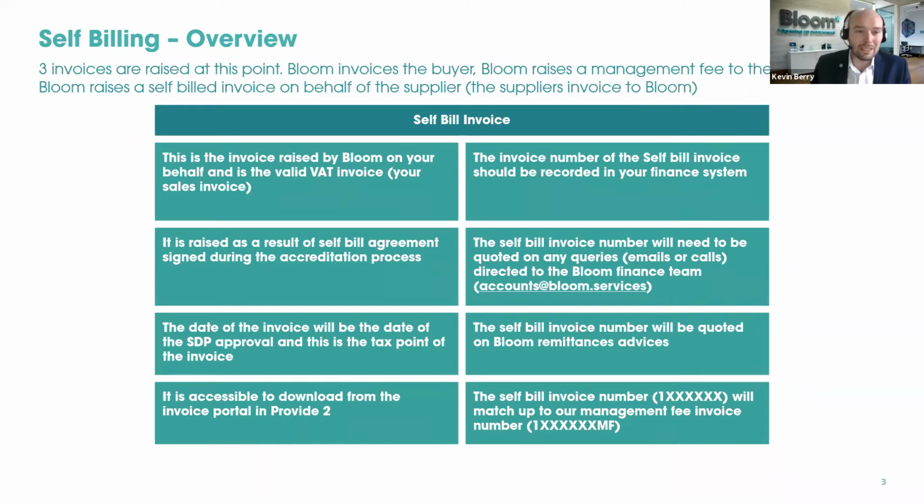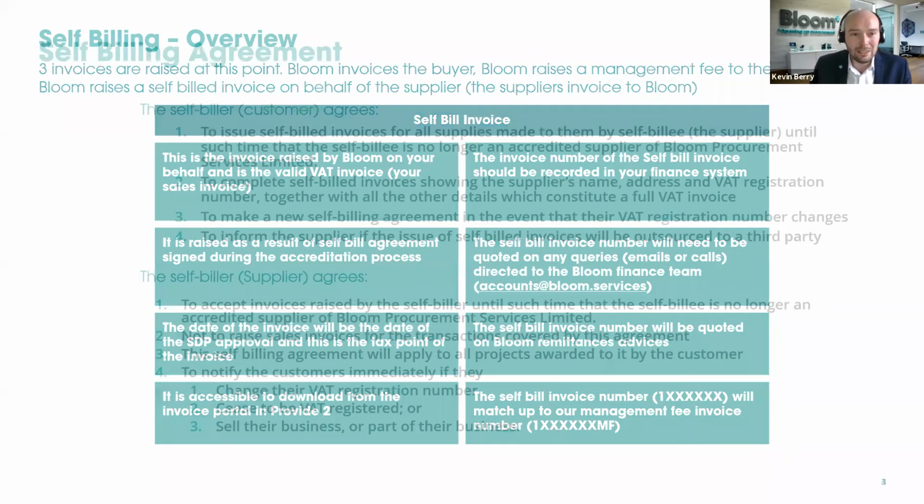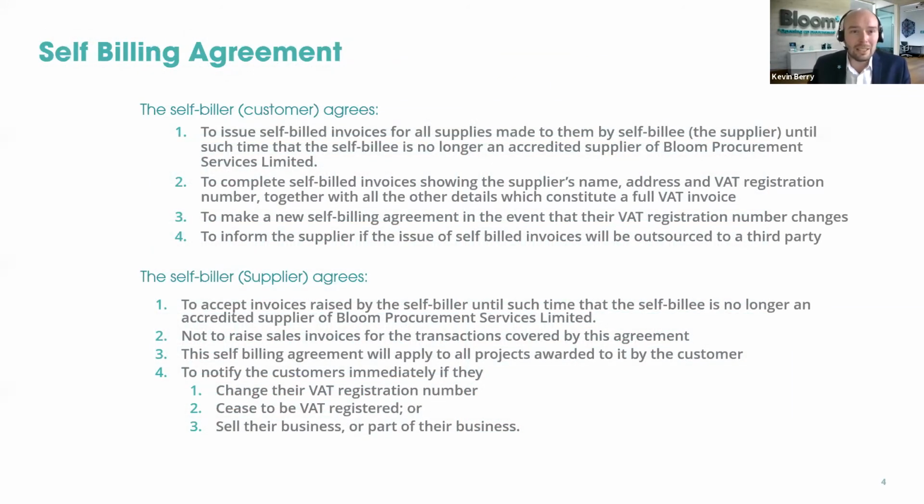So hopefully that is helpful and gives you some insight into that. And these are just some extracts directly from the self-billing agreement that is included in the accreditation process, just to give you the full context and the full picture. So, the key points to clarify here, in regard of this agreement, the customer is Bloom. We are your customer in this regard, and you yourself are denoted as the supplier.